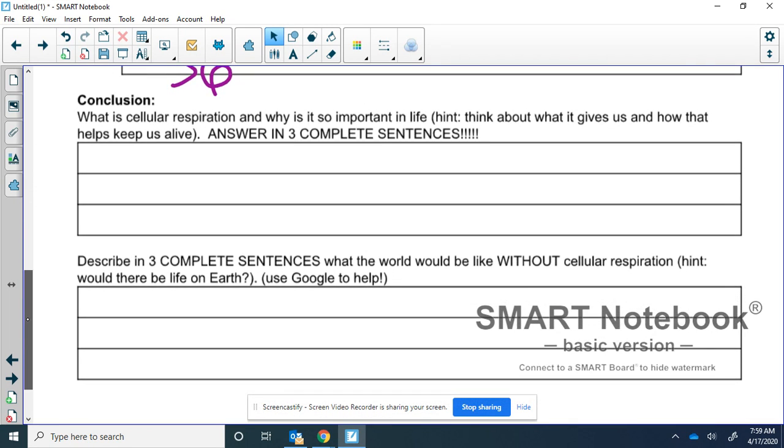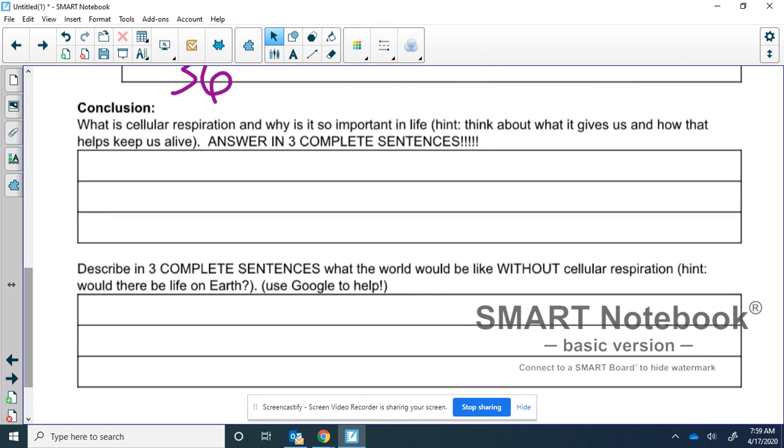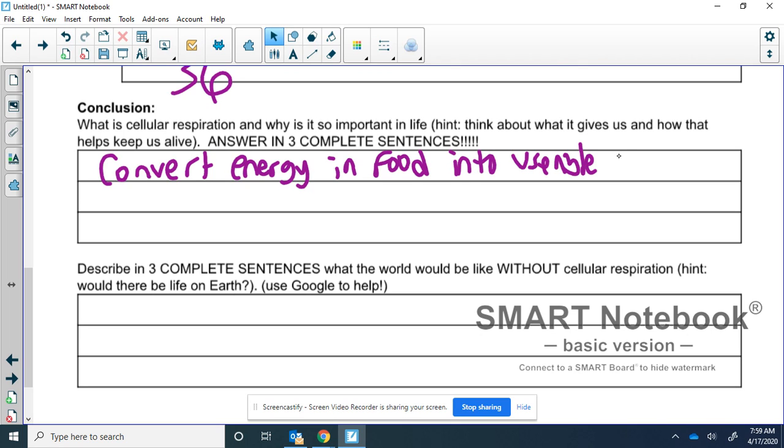So going down to these conclusion questions, why is it important? Think about what it gives us and how it helps keep us alive. The big thing to think about here is how we convert energy in food into usable energy in our body, which is called ATP. Okay, without this process, we would have no energy to keep us alive.